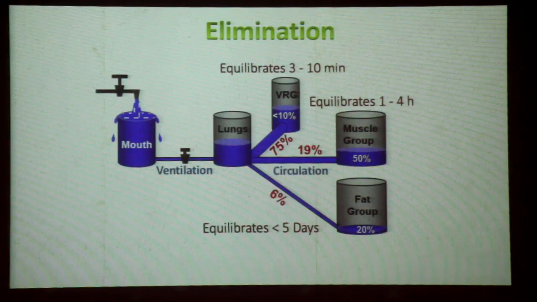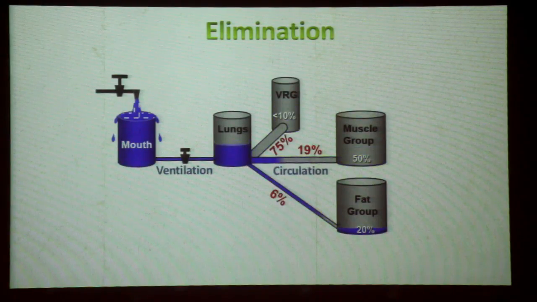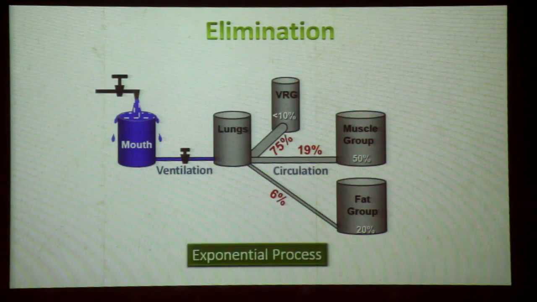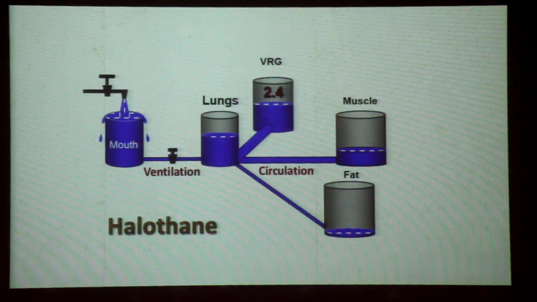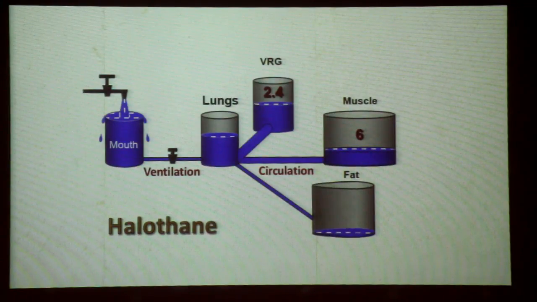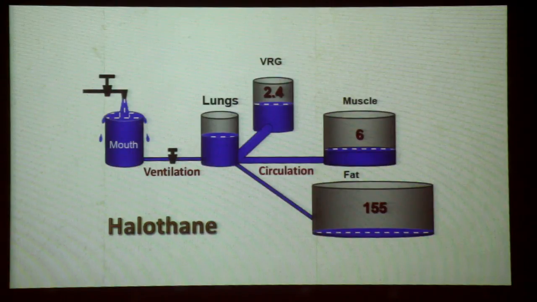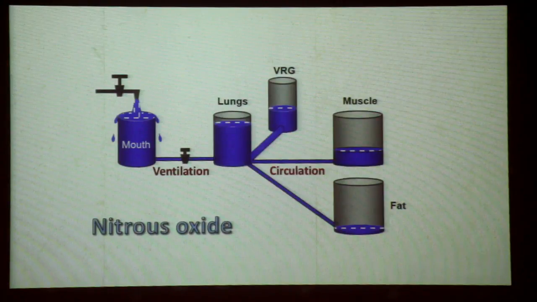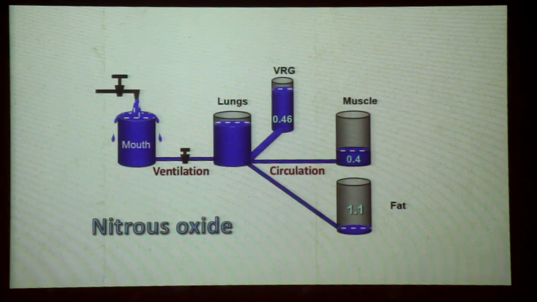Elimination is an exponential process, and what happens is initially it comes from the vessel-rich group, and slowly it is eliminated from muscle and fat. So it's an exponential process which takes time. If it is a soluble agent, then the solubility would be greater for muscles, for vessel-rich group and for fat, and it will take a longer time for the patient to recover from these agents. However, if it is something which is insoluble, which only remains in the blood and is not much soluble, these volumes are contracted, and you will find that the patient would come out extremely fast.